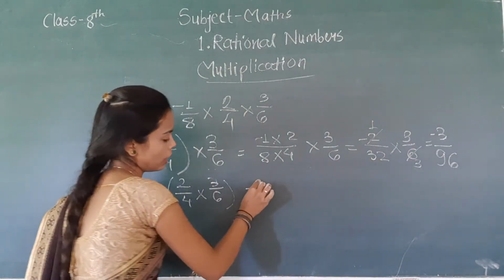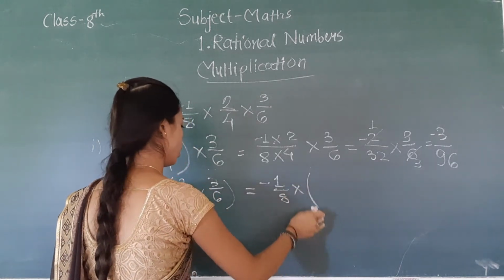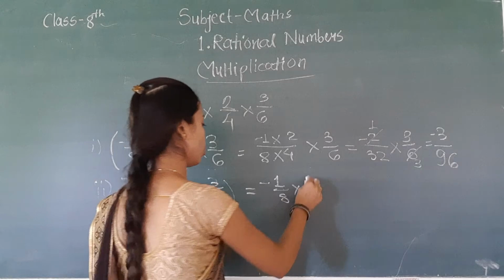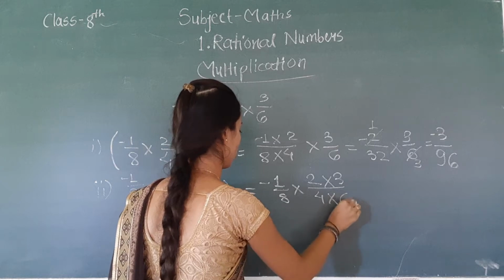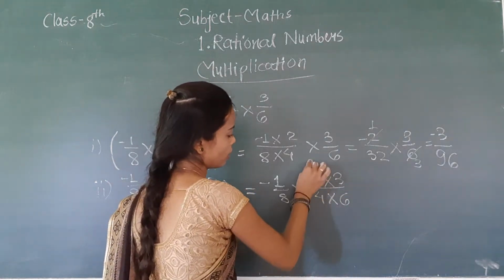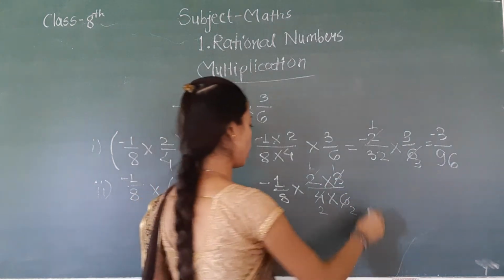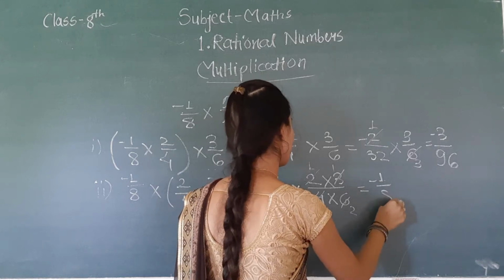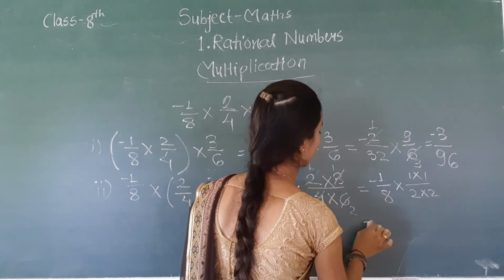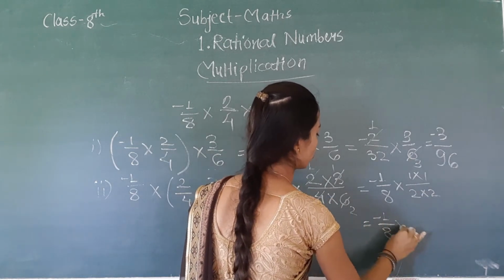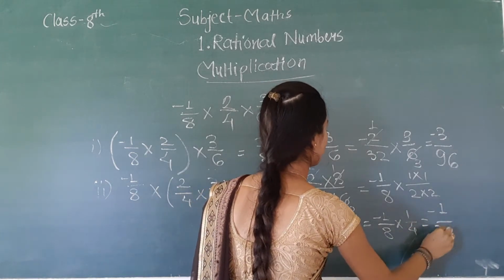So in the second case, minus 1 upon 8 multiplied with 2 into 3, and in the denominator 4 into 6. So you can cancel here. 2 ones are 2 and 2 twos are 4. So your answer is minus 1 upon 8 multiplied with 1 into 1, and in the denominator 2 into 2. So your answer is minus 1 upon 8 into 1 upon 4. So your answer is minus 1 upon 32.